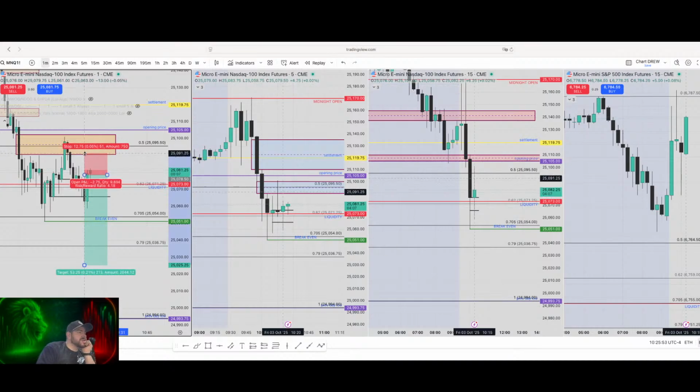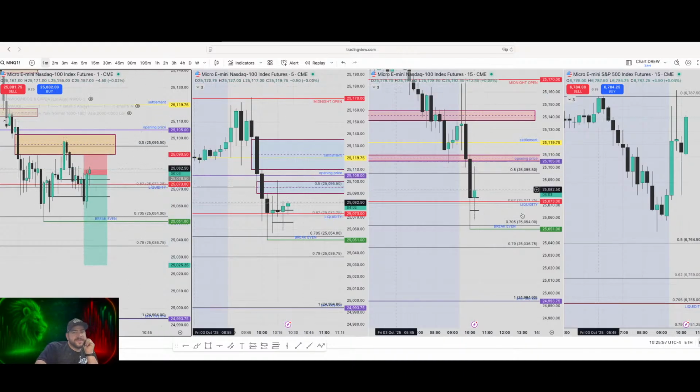Stop loss adjusted to 90. We'll see what happens. But yeah, I don't like this though. It doesn't look as good. See what happens.